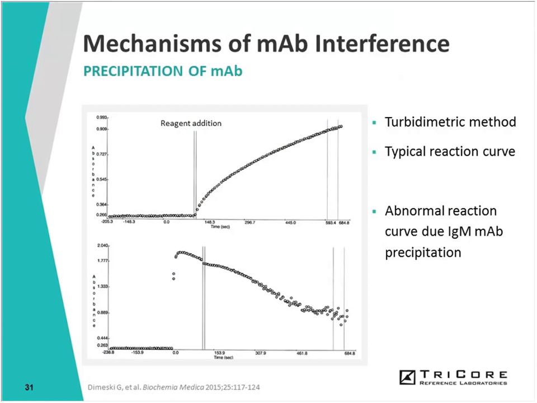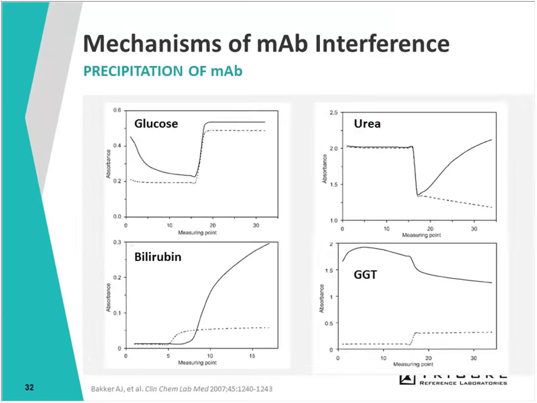Now the bottom panel shows the same reaction, but now in the presence of an endogenous IgM monoclonal protein that precipitates out of solution upon the addition of the assay reagents. And that precipitation increases the turbidity of the sample and produces an abnormal reaction curve.